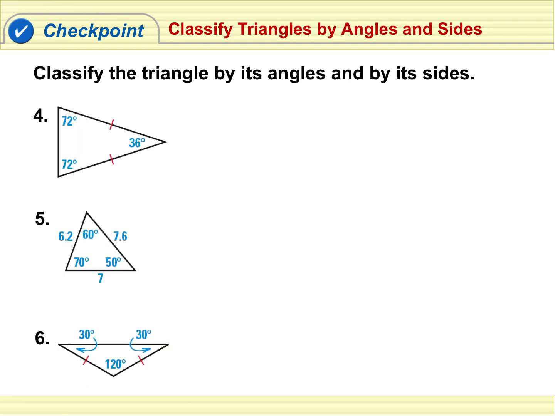This one, it wants angles and sides. So let's do side first. What are the side classifications for 4? Isosceles, because we have those 2 congruent sides. What about the angle classification? Acute. Why acute? Because none of them are over 90. They are all below 90.